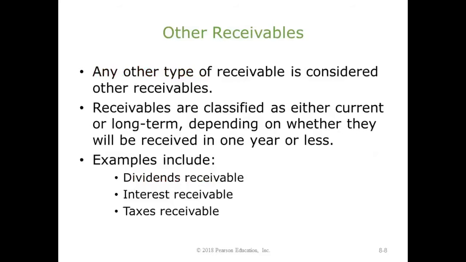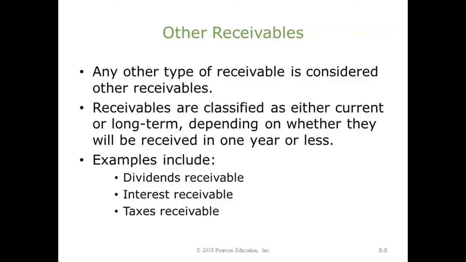Now, looking at examples of other receivables, the big one that we'll take a look at would be interest receivable, but there could be dividends or taxes receivable also. Usually it's interest receivable, and when we start talking about notes receivable, you'll see that happening. Other types of receivables are, again, promises that the person will pay you X amount of dollars at a later date. Receivables can be either current or long-term.